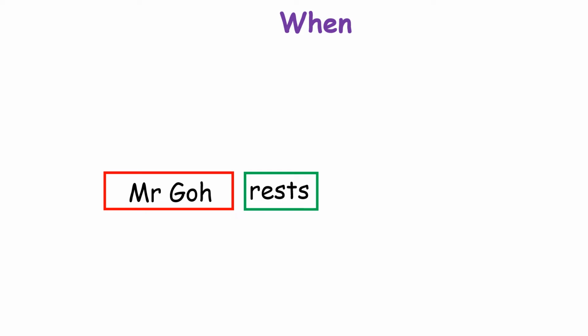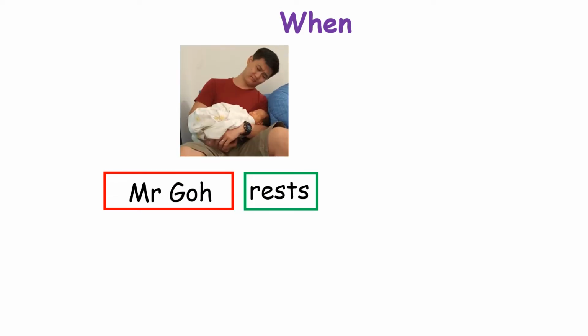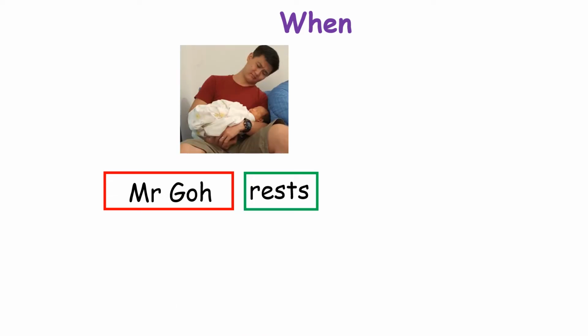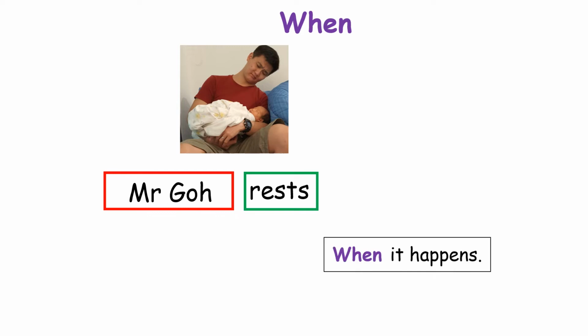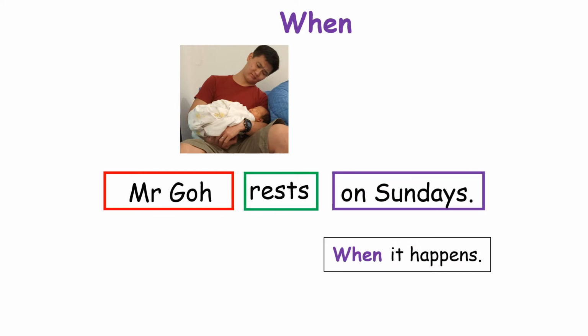Now we're going to talk about when. So Mr. Go is the subject and rests is the verb. When does it happen? So in this example, on Sundays, Mr. Go rests on Sunday.